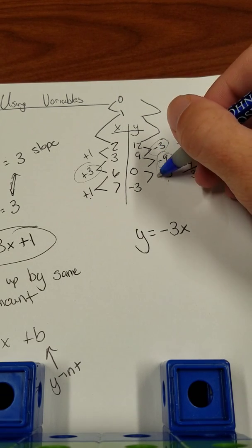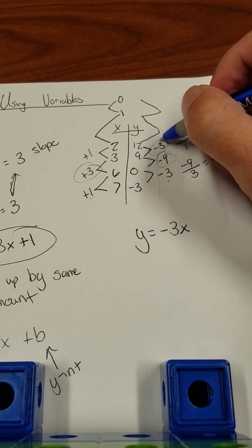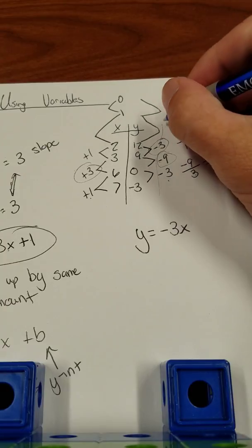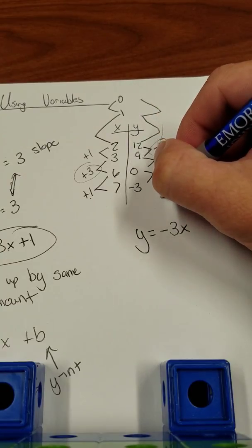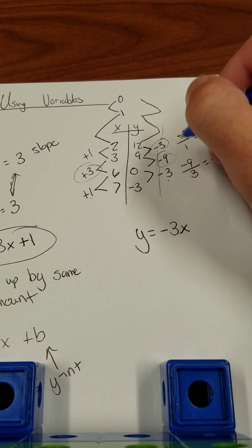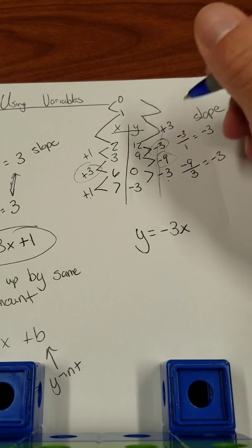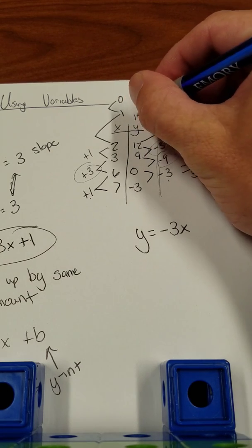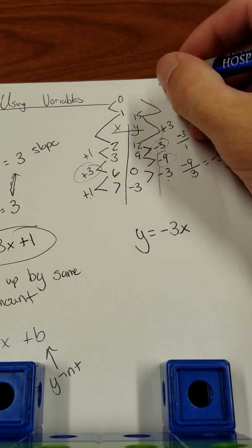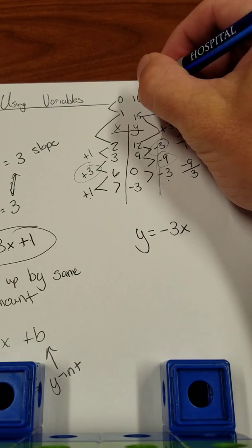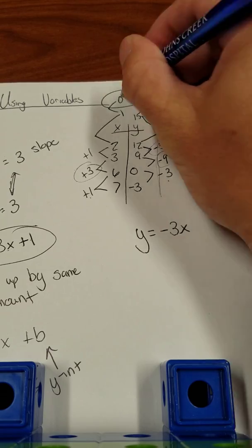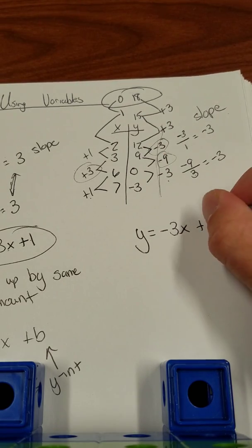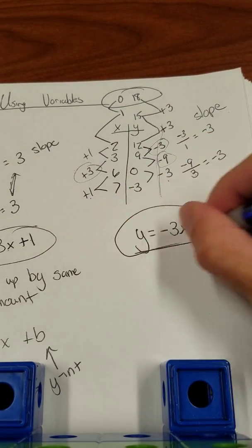So I'm adding 3 going in this direction. So if I go in the other direction, I'm subtracting 3 going in this direction. So if I go in the other direction, I have to do the opposite of that. I have to add 3. 12 plus 3, 15. Do it one more time. Plus 3, 18. I'm at 0. That's my y-intercept. I put plus 18.